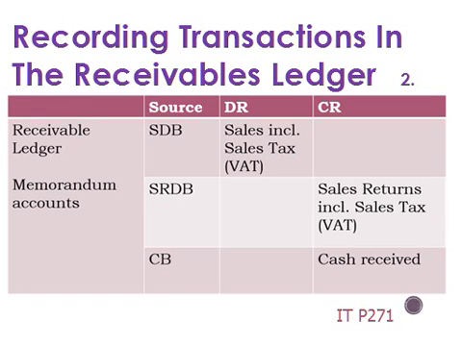The source books, or books of prime entry, for the receivable ledger memorandum accounts are the sales day book, sales return day book and the cash book. From the sales day book, sales including sales tax, VAT, are debited to the receivable ledger. From the sales return day book, sales returns including sales tax, VAT, are credited to the receivable ledger. And from the cash book, cash received is credited to the receivable ledger.